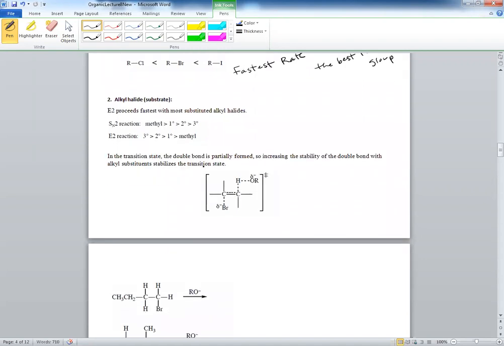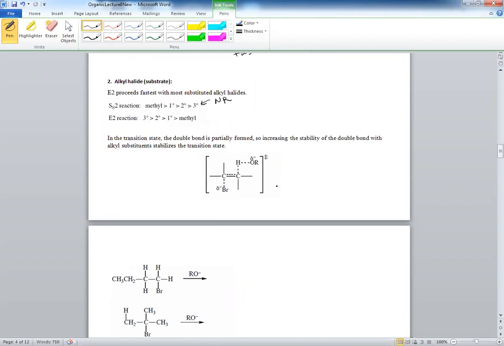Very well. The alkyl halide, the substrate. E2 proceeds fastest with the most substituted alkyl halides. That's the key here. So remember with SN2, it was the methyl the fastest, then the primary all the way to the tertiary, which of course we said there's no reaction with SN2. But with E2, it's the reverse now. You want to have more substituted alkyl halide because more substituted alkyl halides provide the most stable alkene.